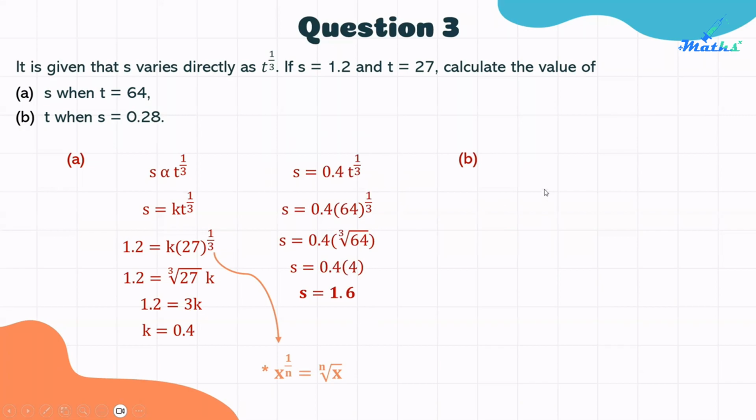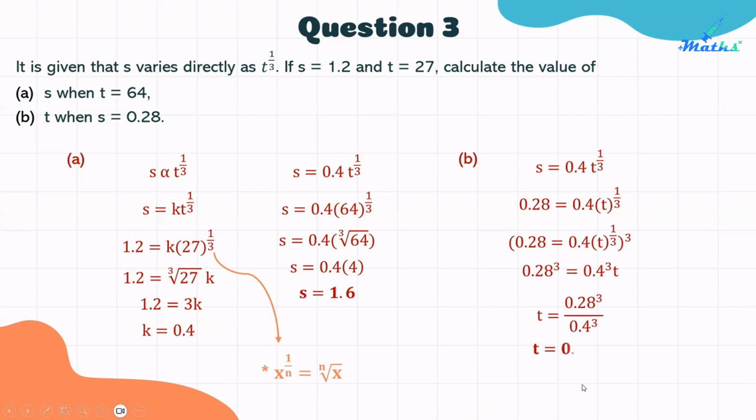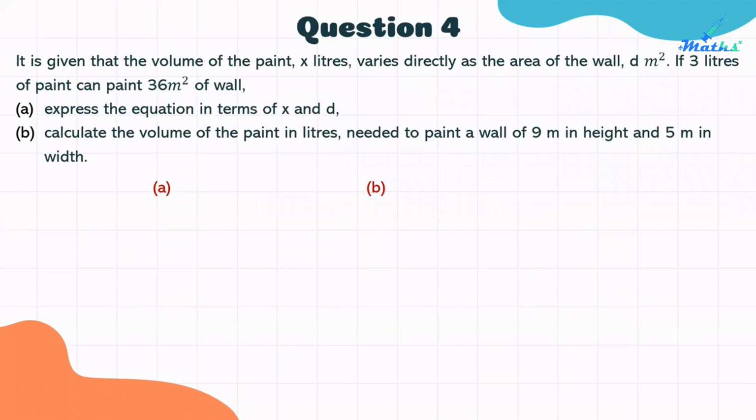Okay, use this equation. S equals 0.4 T power 1 over 3. Our S is 0.28, and let's find T. Okay, we need to raise the whole equation to the power of 3. So it becomes 0.28 power 3 equals 0.4 power 3 times T. So our T will become 0.343.